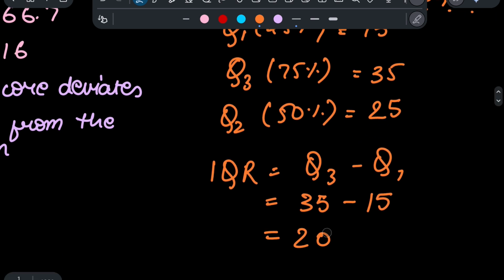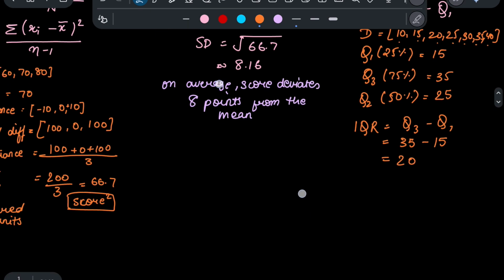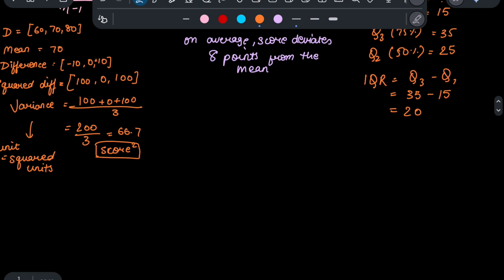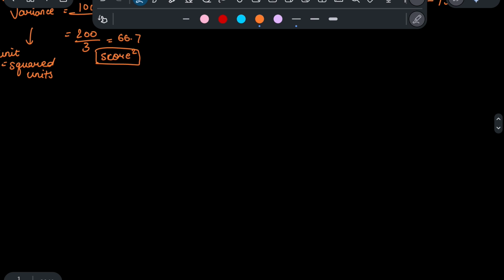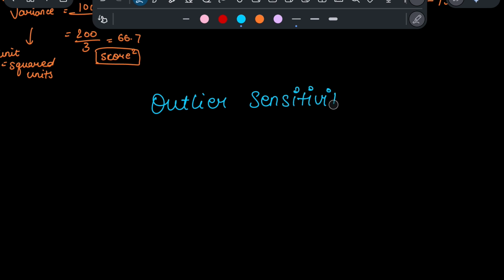The basic point about it is that the IQR ignores the extreme values and focuses on the bulk of the data. So I want to talk about this in the outlier sensitivity also. I know the video is quite long, but it is necessary, so you need to know this. Talking about the outlier sensitivity, the mean is distorted by outliers.